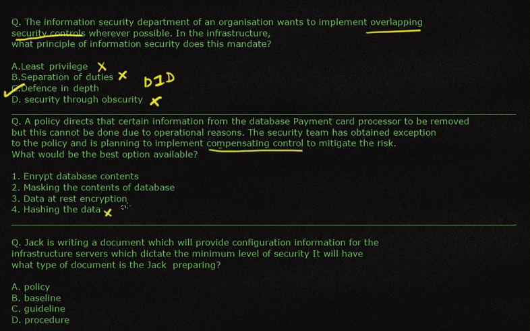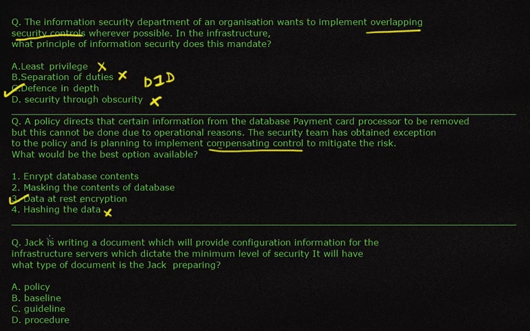Hashing is not valid, it is for integrity. So the security team is planning to implement a compensating control to mitigate the risk, to ensure the confidentiality of the information. Okay. So three answers seem equally valid. Masking the contents of the database, okay. Encrypting the database contents, okay. Data at rest encryption, okay. So the correct answer is data at rest encryption.